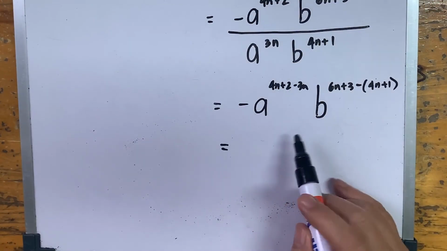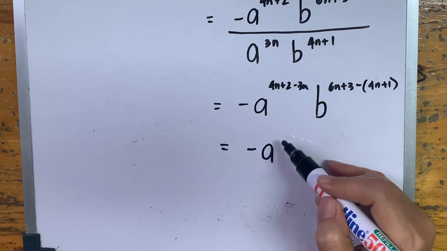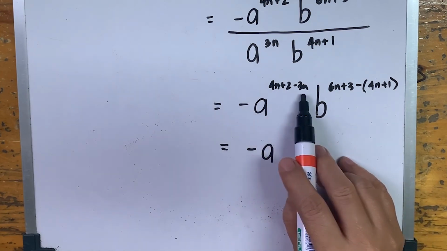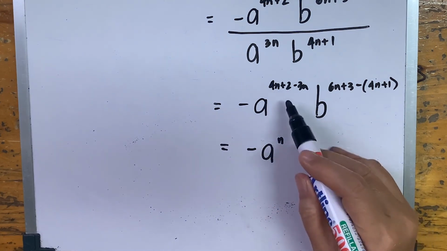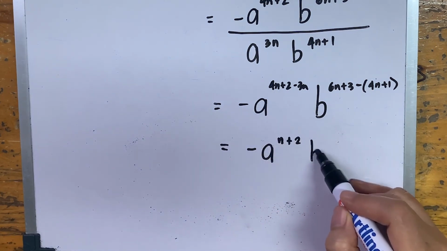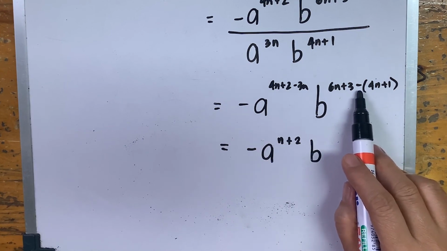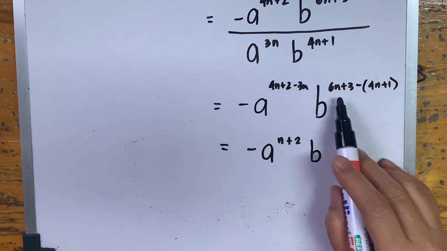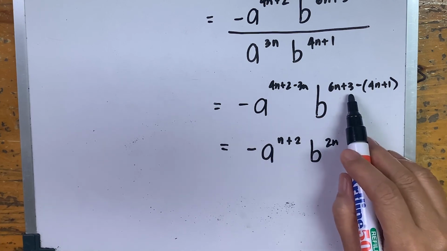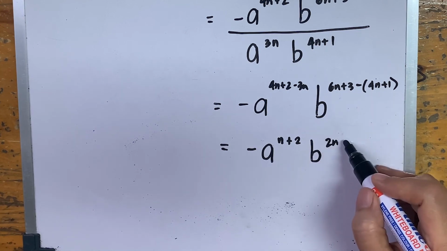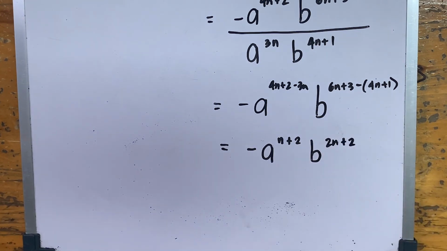All right, so to simplify that, we'll have negative a raised to, again, we have to combine like terms. So 4n minus 3n is simply n, then plus 2. And then for b, we have to distribute the negative to each one of them. So 6n minus 4n will give us 2n. And then positive 3 minus 1 will give us 2. So there we have it. Negative a raised to n plus 2 times b raised to 2n plus 2.